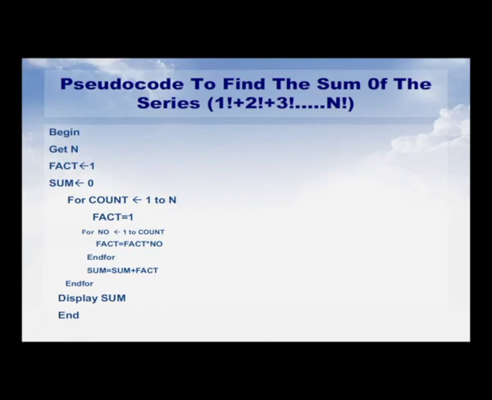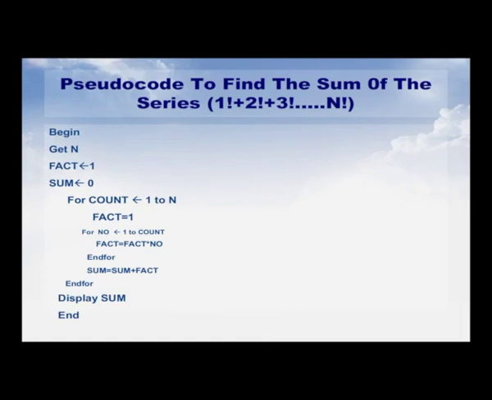We begin by getting a value n from the user, that is, up to how many terms you need to find the sum. We initialize fact to 1, where fact stores the values of the factorials, and sum to 0, where sum stores the sum of the factorials. Now, we use a for construct to compute the factorial. For count from 1 to n, we know that we have already assigned fact to 1.